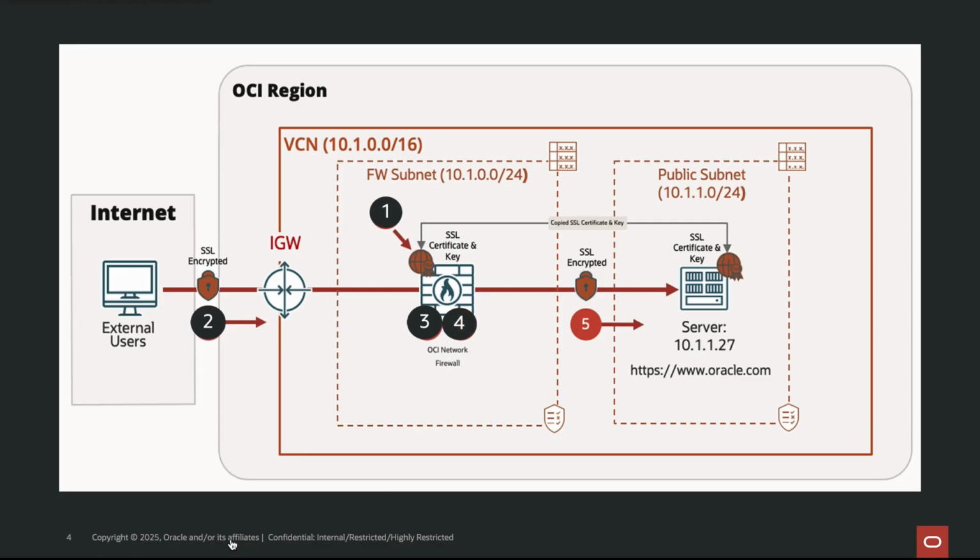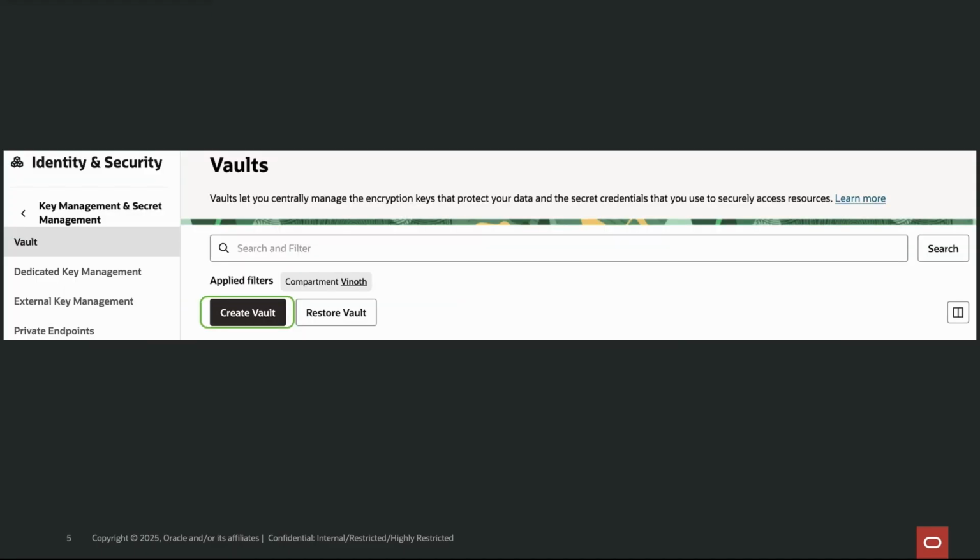The SSL inspection engine on the OCI network firewall intercepts the SSL session and, using the uploaded certificate key pair, decrypts the traffic. If the inspected traffic is allowed by the policy, traffic is re-encrypted and forwarded. Let's look at the configuration. The firewall will not store the certificates, it will only use them from the vault.